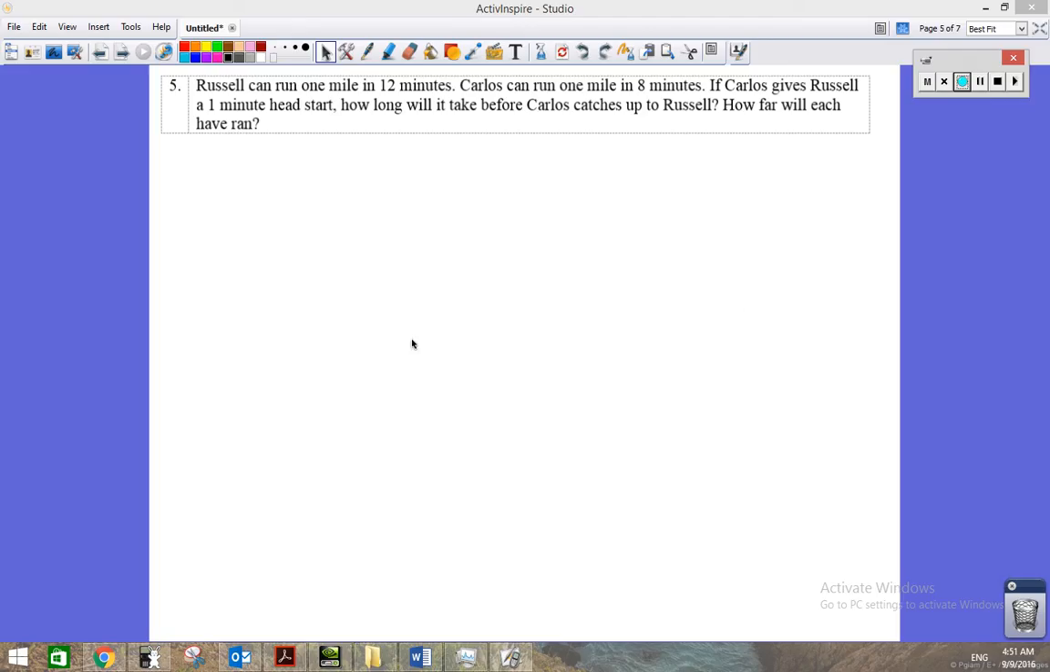So if we think of it, it's not a true race because we're just going to set it up where they cross the finish line at the same time. So we know that under normal conditions, in a normal race, Carlos is going to win. So what Carlos does is he gives Russell a head start.